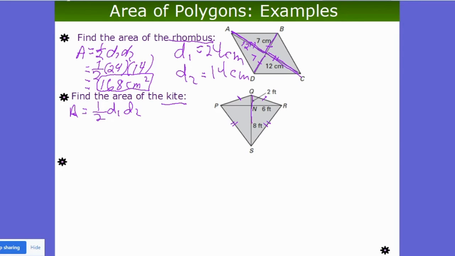Now if I make this one diagonal 1, it's pretty easy. You just add the 2 and the 8, you get 10 feet. But what about going this way?